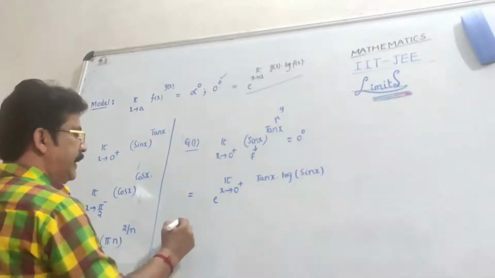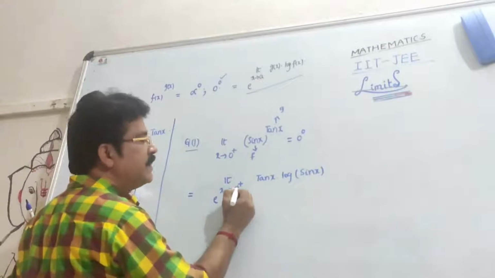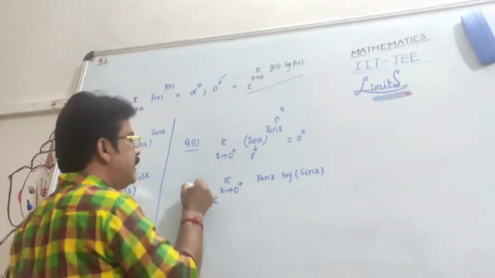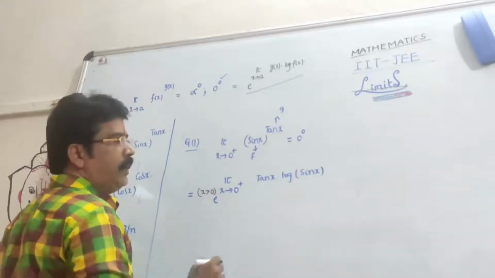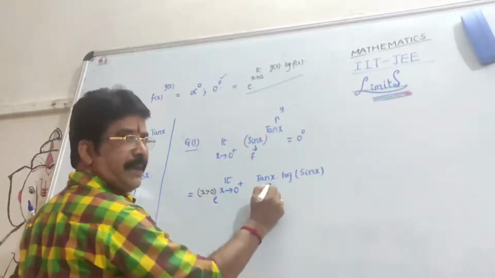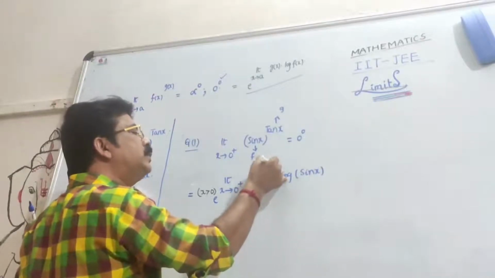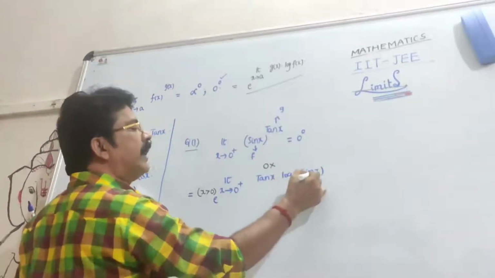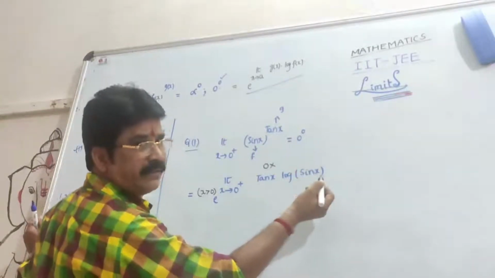Next, that is equal to, put x equal to 0. 0 plus means, as I already said, it is nothing but x is just greater than 0. But put x equal to 0 as usual. So it is tan 0 into log of sin 0. Actually sin 0 is 0, log 0 is not defined or minus infinity.